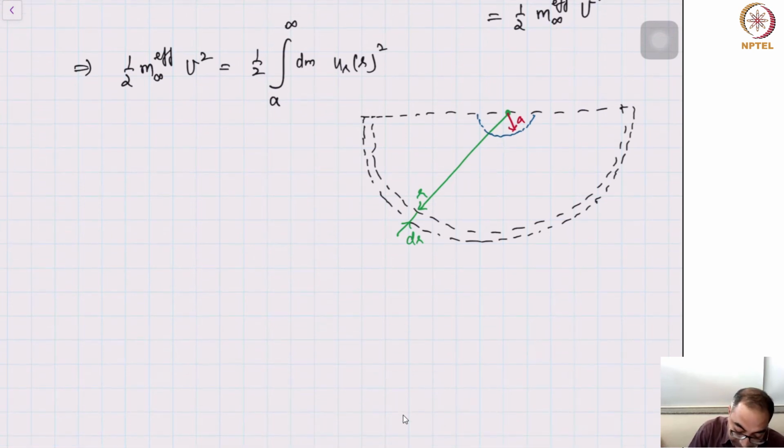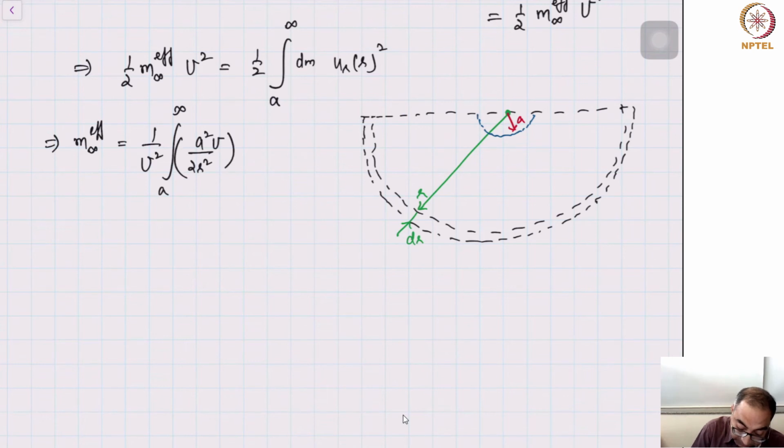Okay, let's do this integration. This will give me m effective infinity times U square, the half gets cancelled, integral from a to infinity, of a square by 2r square times capital U, whole square, times density times 2 pi r square dr.